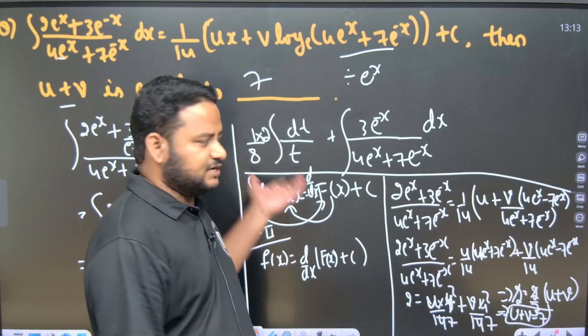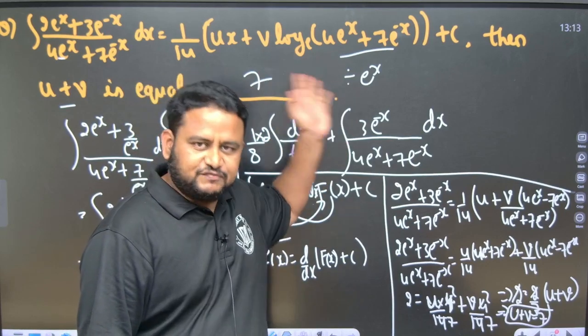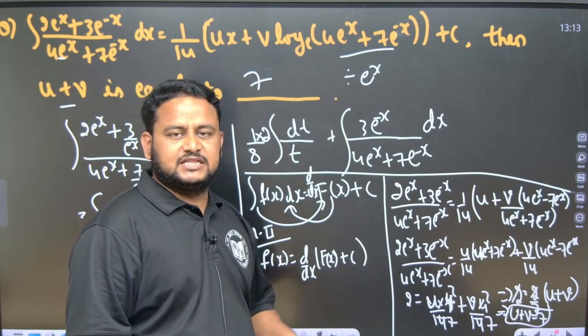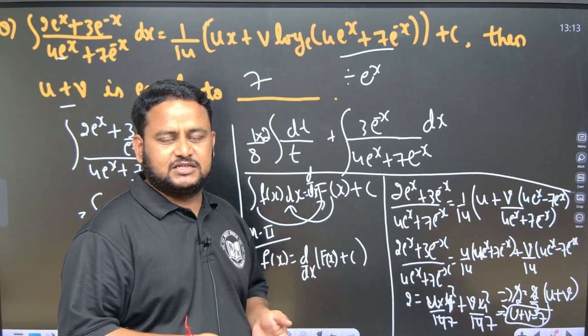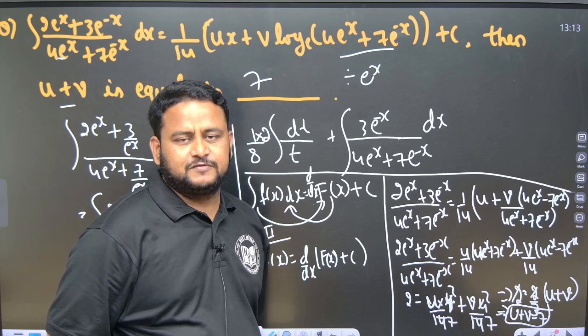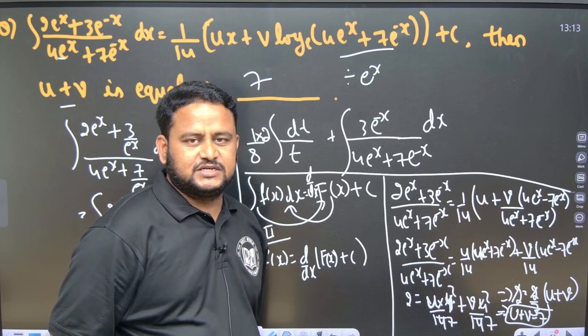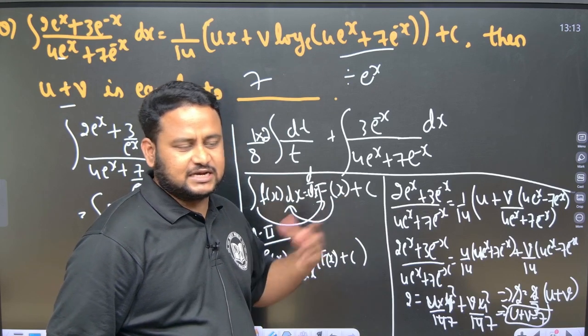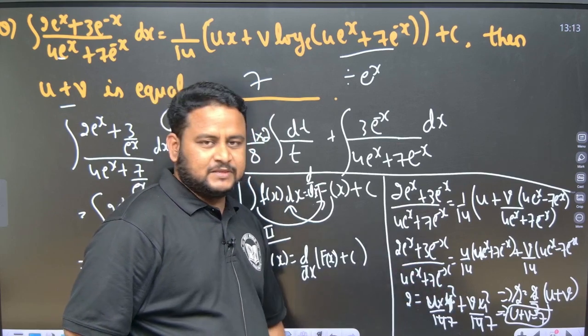Instead of using the conventional method, please differentiate the RHS. If you differentiate the RHS, you will get f of x. Why are you differentiating? Because integration is the reverse process of differentiation. So if I differentiate the function, I will get the value of u plus v easily.